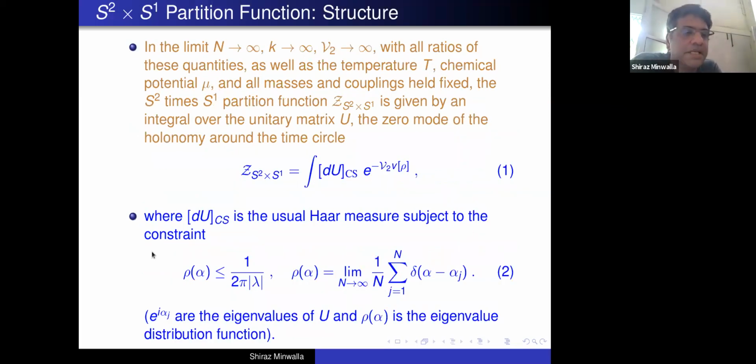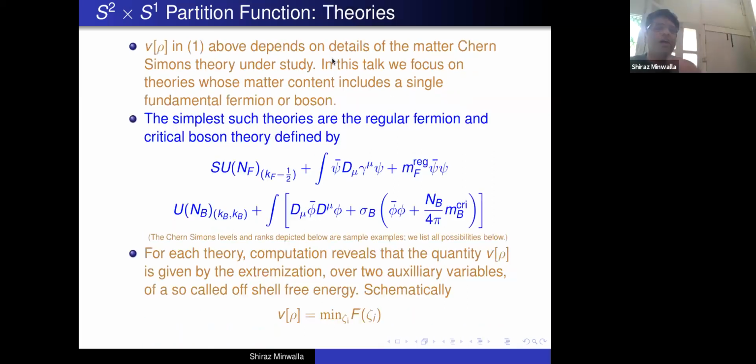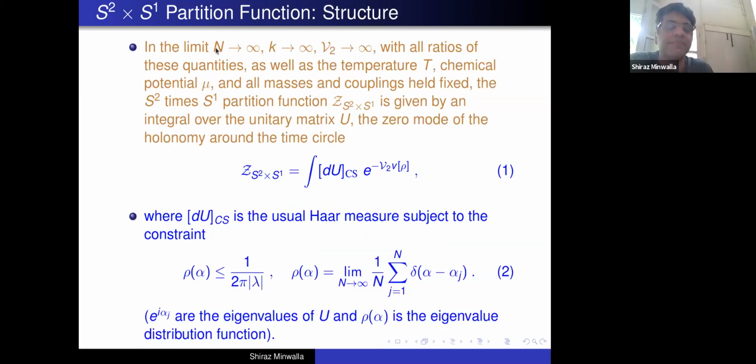So let's start. Before I start actually my talk, I need to tell you a little bit about the answers I'm going to try to interpret. Okay, so I'm going to be working in this limit. N goes to infinity, k goes to infinity, and also the volume of the two sphere goes to infinity, with all ratios of these quantities fixed, and all other quantities like masses and temperatures, chemical potentials, and so on held fixed.